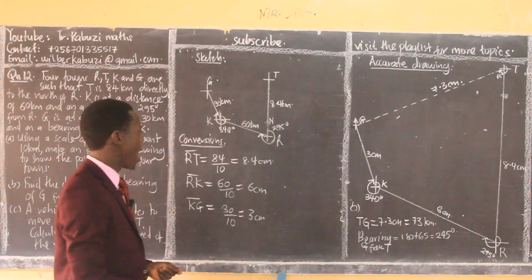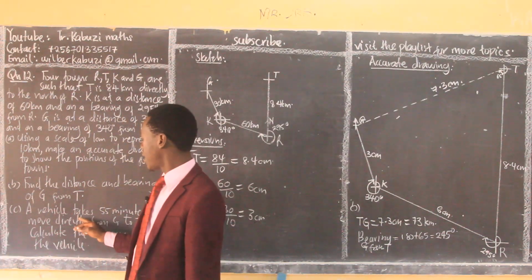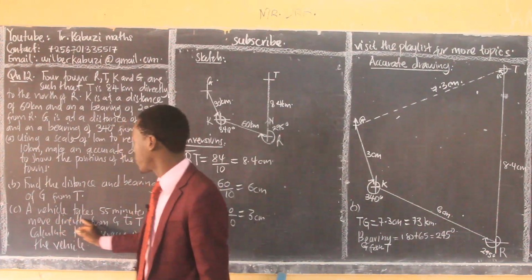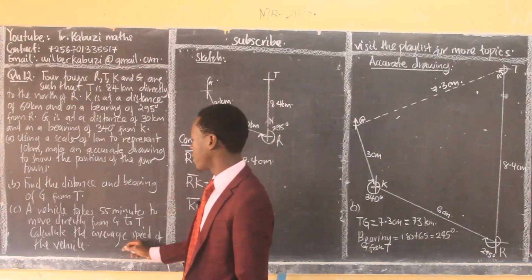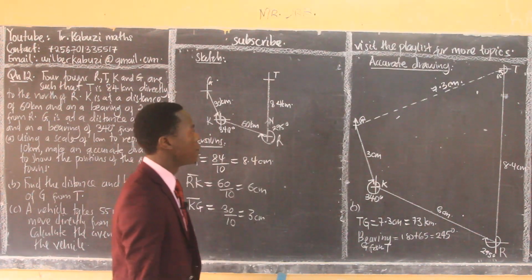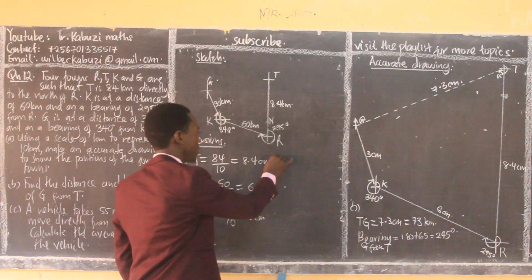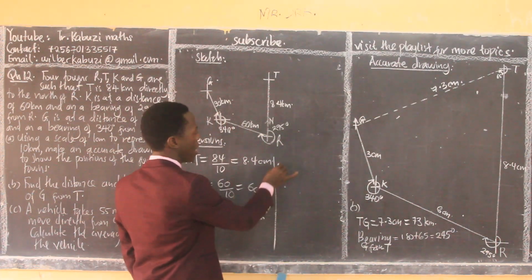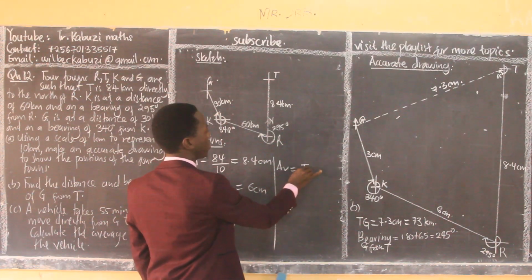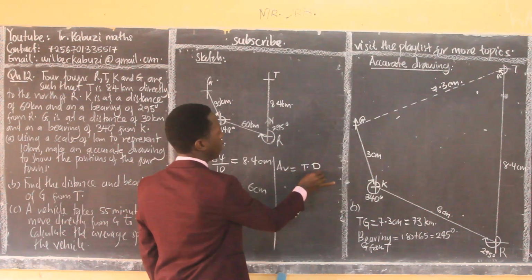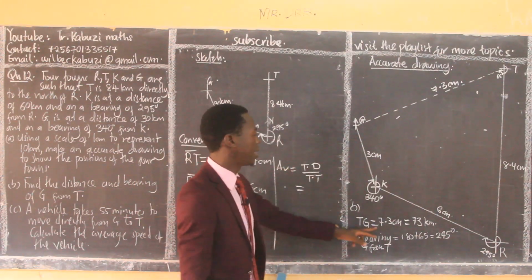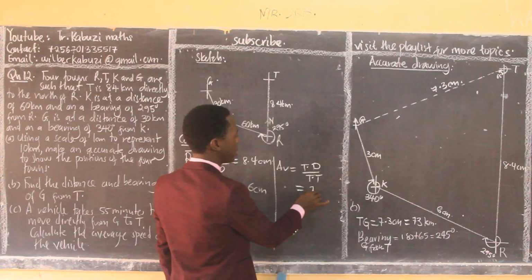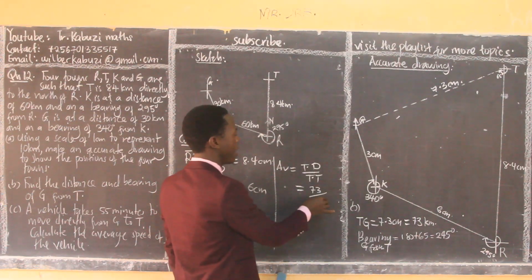Okay, then they want me to get the average speed. A vehicle takes 55 minutes to move directly from G to T. Calculate the average speed of the vehicle. You know that now, from there, allow me to use this part here. Our average speed is always equal to total distance over total time taken. Now, our total distance there, we have seen that our TG is 73 kilometers. Now divide by the time.